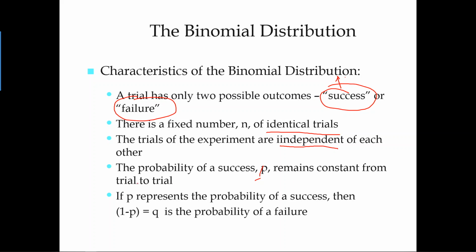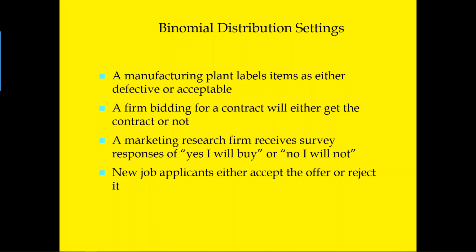And then, if P is the probability of success, then 1 minus P, which we use Q to denote, is the probability of failure. So basically, P, the probability of success, plus Q, the probability of failure, should equal 1. So those are the 5 characteristics we need to identify before we believe we're dealing with a binomial distribution. And later, I'll show you an example to help you practice identifying these 5 characteristics. So here is more experiment, the trial, independent trial data indicating it satisfies the first condition of the binomial distribution.